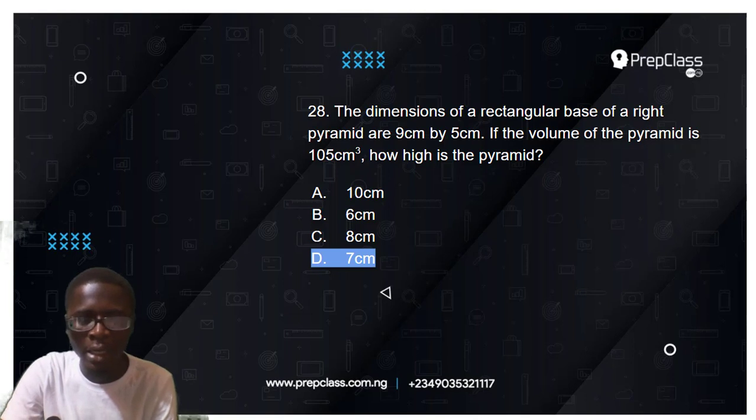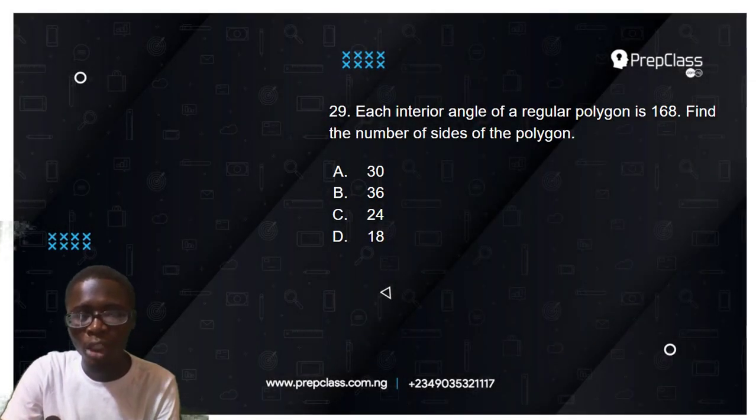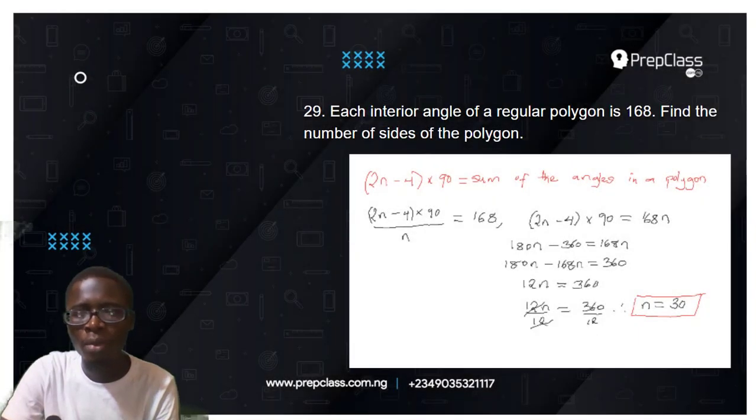And I hope you get that because it's pretty straightforward. Just like I said earlier, you just need to remember your formula in order to work smoothly in this kind of questions. Question number 29. Each interior angle of a regular polygon is 168 degrees. Find the number of sides of the polygon. So we have a regular polygon, but we don't know how many sides there are. But we can tell what one of the angles happens to be, which here we were told is 168 degrees.